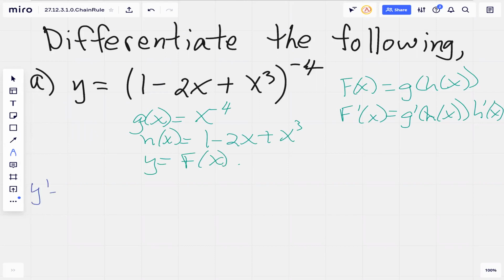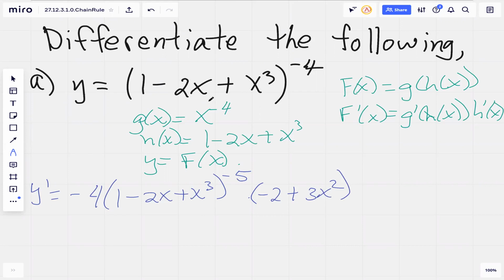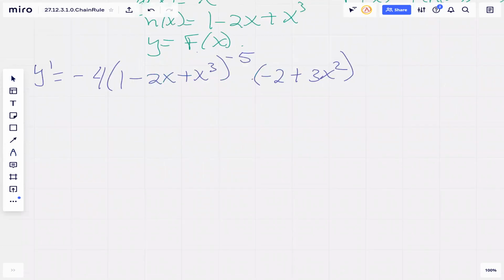So y prime equals, all right, so what's g prime? Negative 4. And we evaluate g prime at h, so 1 minus 2x plus x cubed, all raised to the power negative 5, times the derivative of h, the derivative of 1 minus 2x plus x cubed, and that derivative is negative 2 plus 3x squared. So that's the derivative of our function y. Good.